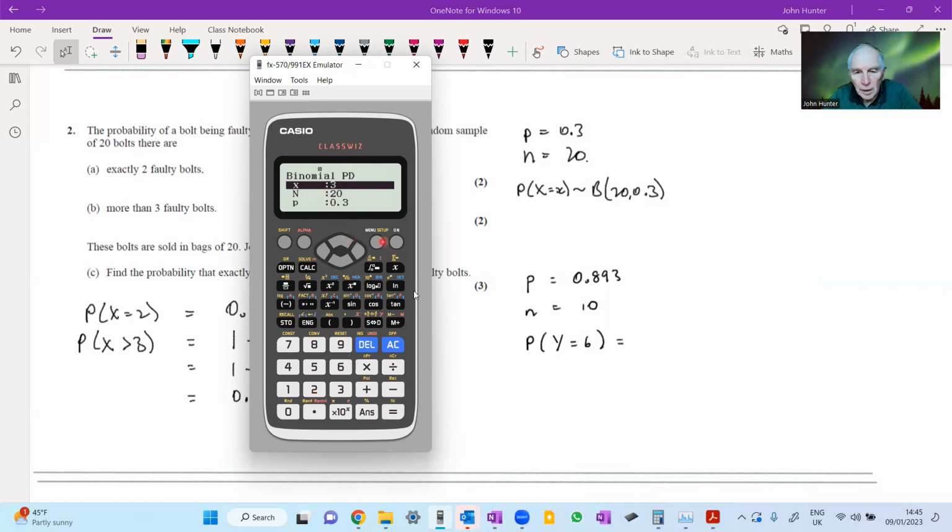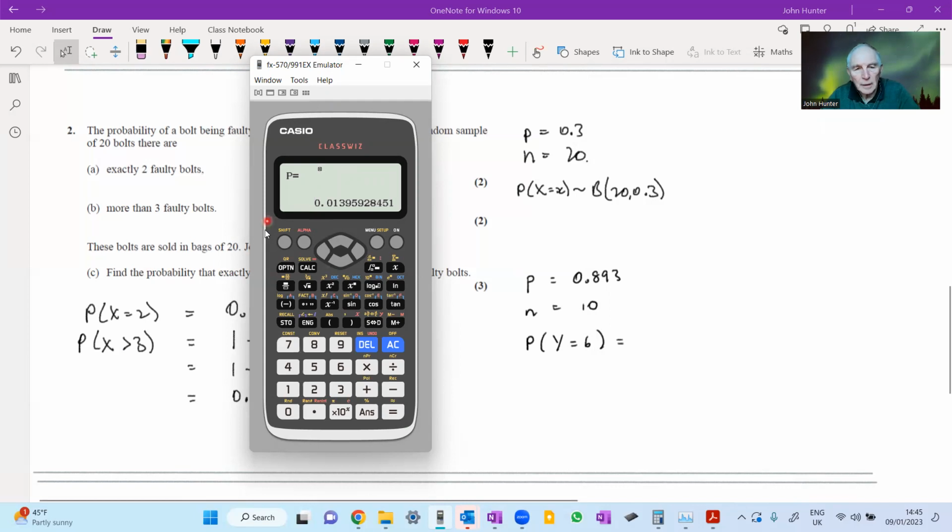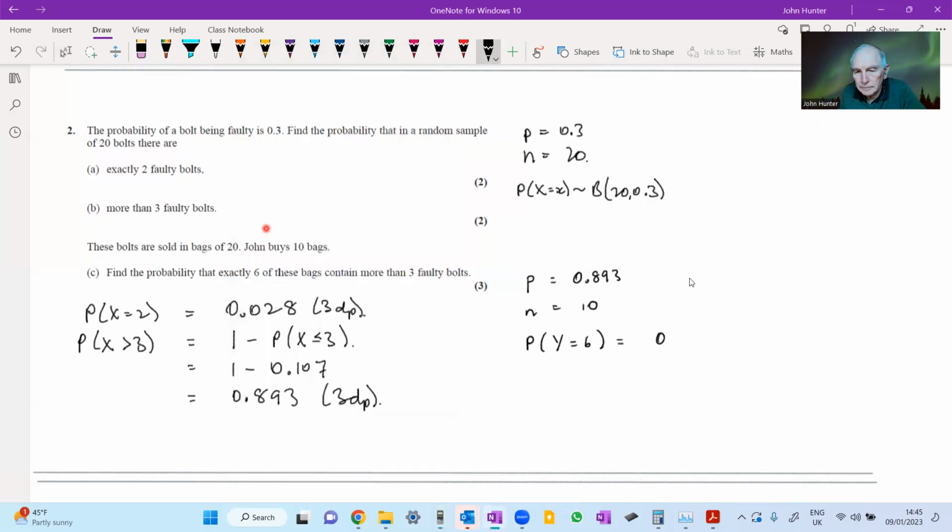So here we've got an x of 6, an n of 10, and a p of 0.893. And that's going to give us this value here of 0.014. And as always, when you are rounding, always put your accuracy in 3 decimal places.